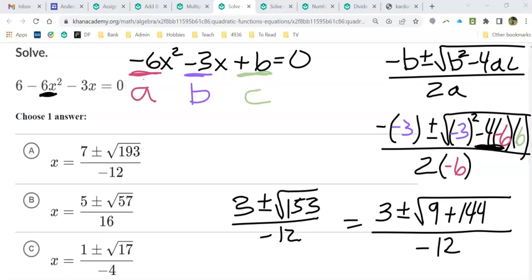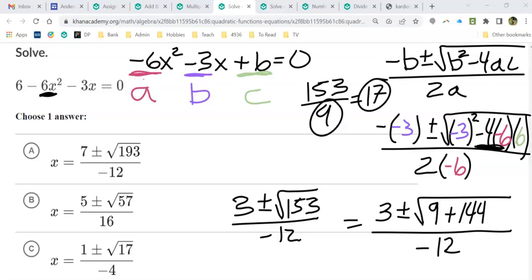This square root 153, it's a previous assignment, actually the first one of this unit when we had to simplify radicals. We need to do that. We need to go through our perfect square list and divide. We can divide 153 by 9. And that equals 17. So it's this number and that number will be our new square roots.